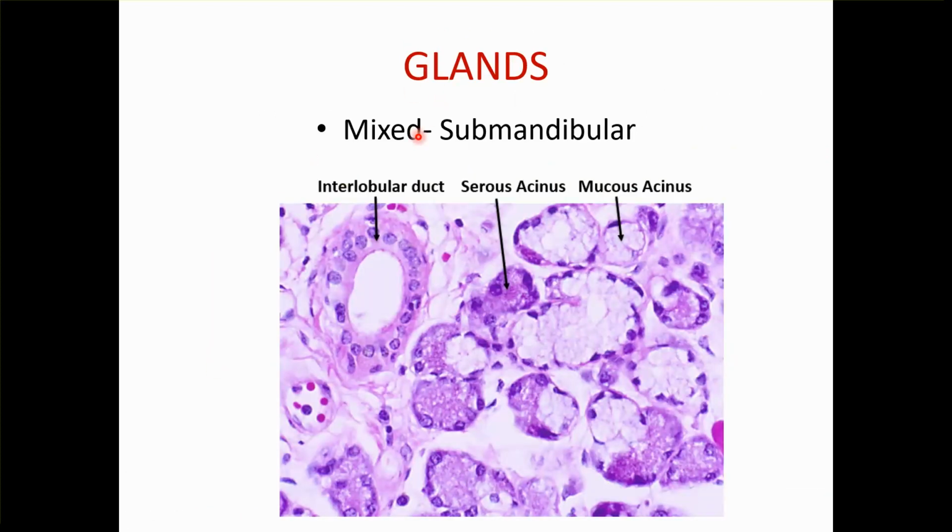Then you have mixed, which is the submandibular gland. In the submandibular you have the mucus and you have the serous, and this is the interlobular duct.